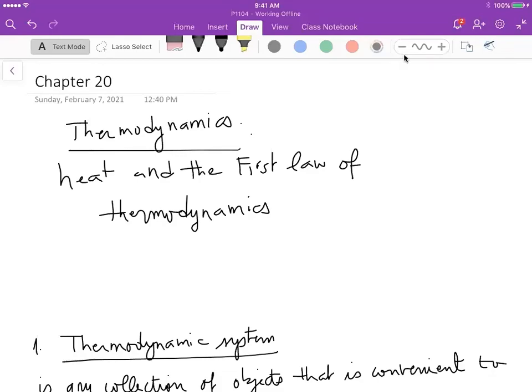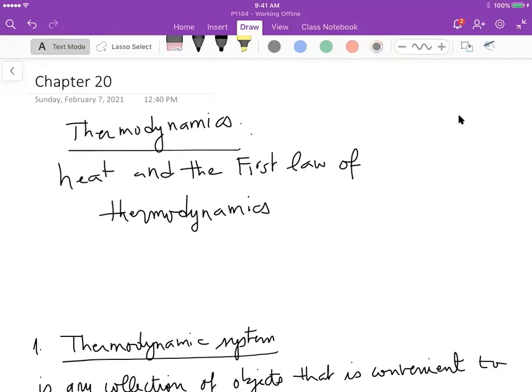Good morning, everyone. So today we will discuss thermodynamics. This part of this course includes two chapters. Chapter 20, which discusses the heat and the first law of thermodynamics. And then chapter 22, as in the book, which discusses the heat engine, entropy, and the second law of thermodynamics.